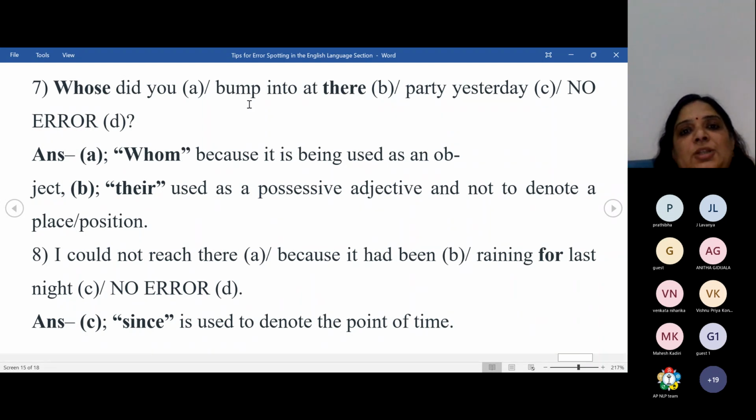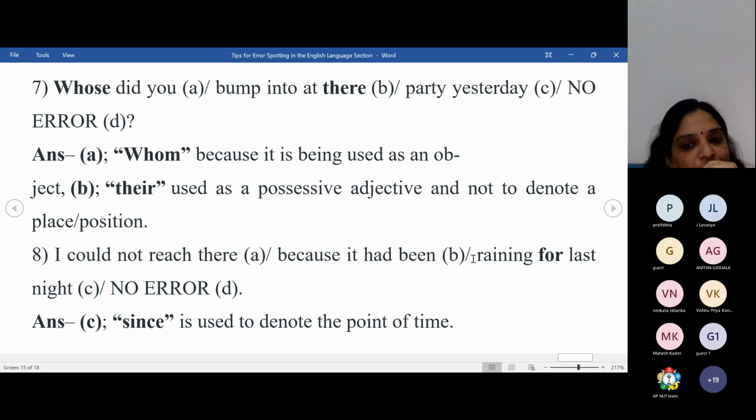Whom did you bump into at their party yesterday? That is the correct form. I could not reach there because it had been raining for last night. See, yesterday we just talked about for and since. Remember? Yes, so it had been raining since till now. So it is not for, it is since. So this is wrong. The correct sentence is: I could not reach there because it had been raining.